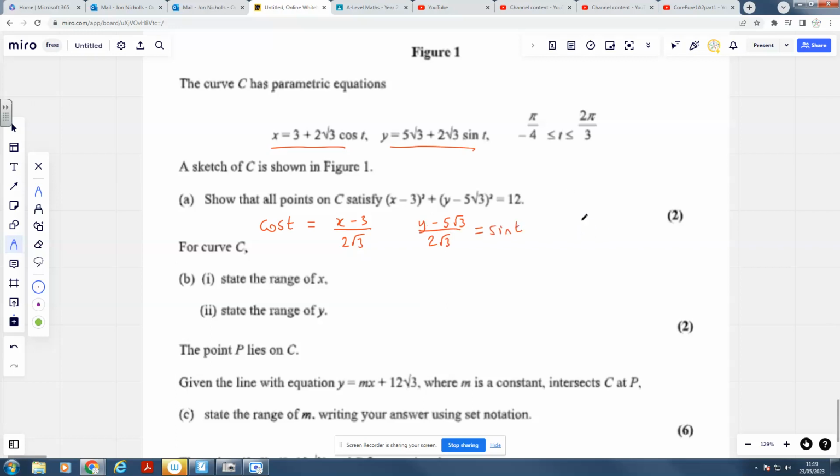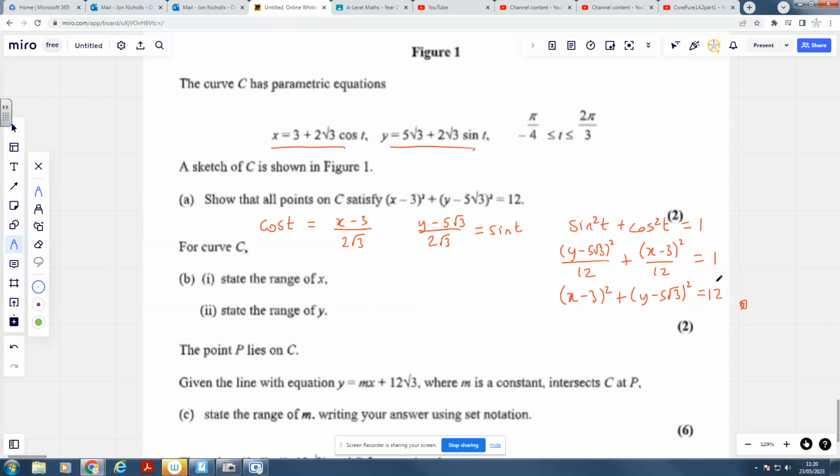and now use the fact that sine squared t plus cos squared t is equal to 1, you can get the answer quite quick, because we're going to get y minus 5 root 3 all squared over 12 plus x minus 3 all squared over 12 equals 1. And that's just 2 root 3 squared is 12. And so you end up with their answer in the next line. And we'll flip it just so it looks like their answer. Okay, and that completes the proof, yeah? So that was nice and easy.